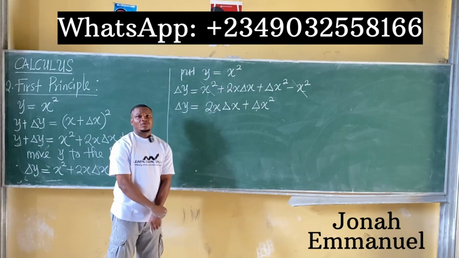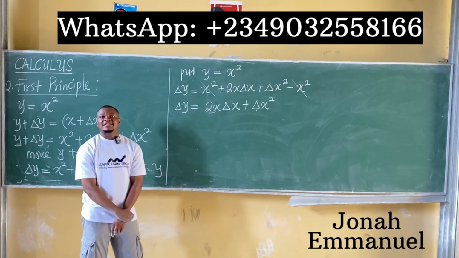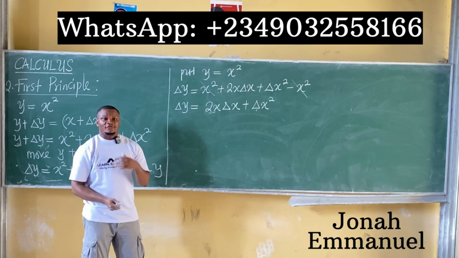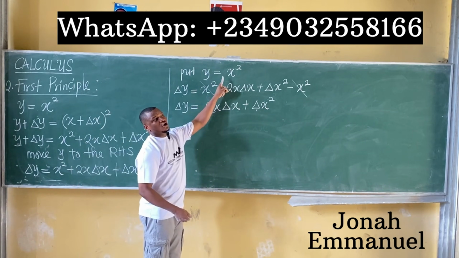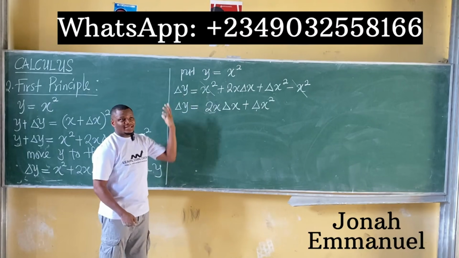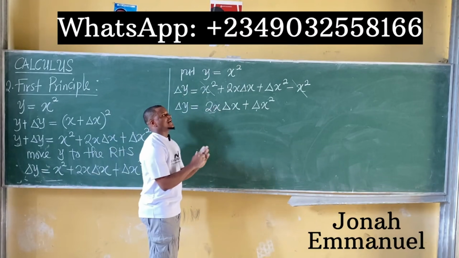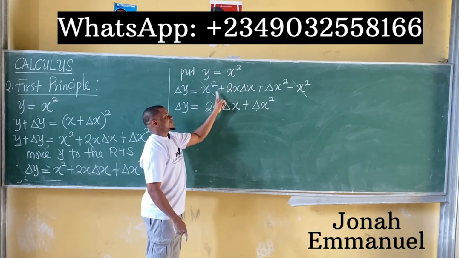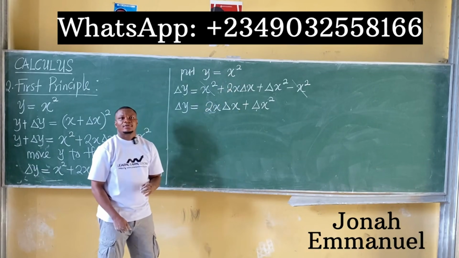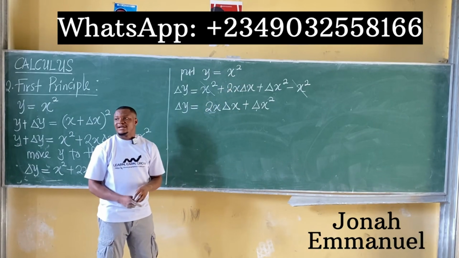Please. The way you know you're correct in first principle is that after substituting, the terms you substituted will cancel out. In this case, I only substituted one term. What term was that? X squared. The x squared will cancel out. You're on point. That's like a pointer that you're in the right direction.